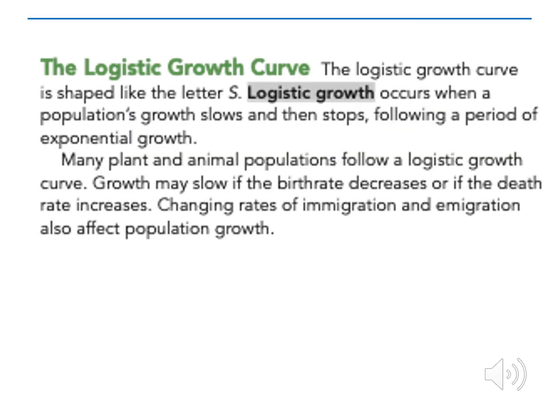The logistic growth curve is shaped like the letter S. Logistic growth occurs when a population's growth slows and then stops, following a period of exponential growth. Many plant and animal populations follow a logistic growth curve. Growth may slow if the birth rate decreases or if the death rate increases. Changing rates of immigration and emigration also affect population growth.